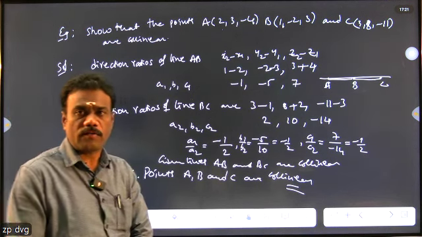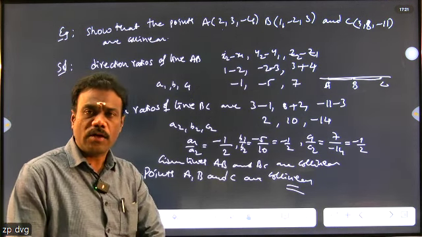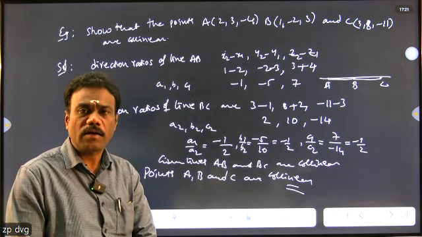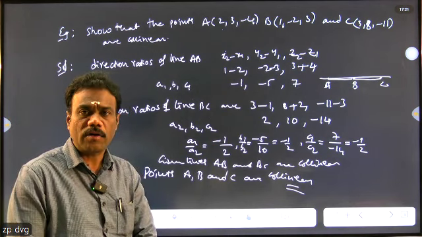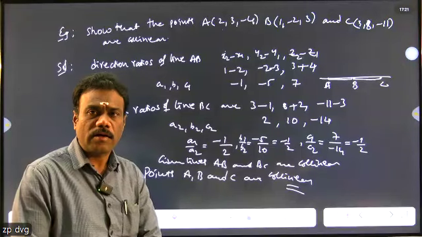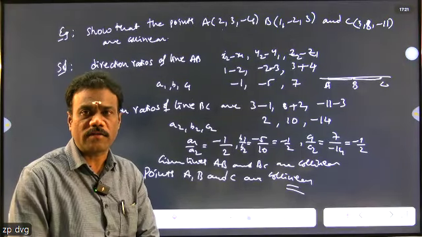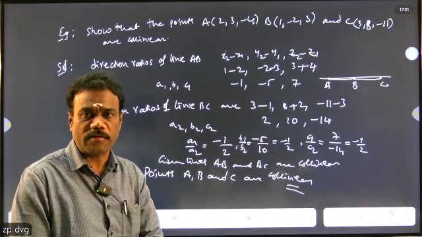In tomorrow's class, we will discuss the equation of a line, the shortest distance between two lines, the shortest distance between skew lines, and the distance between parallel lines.